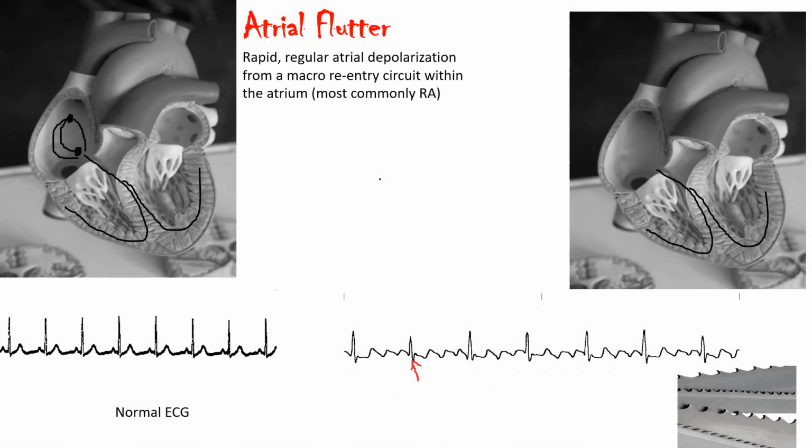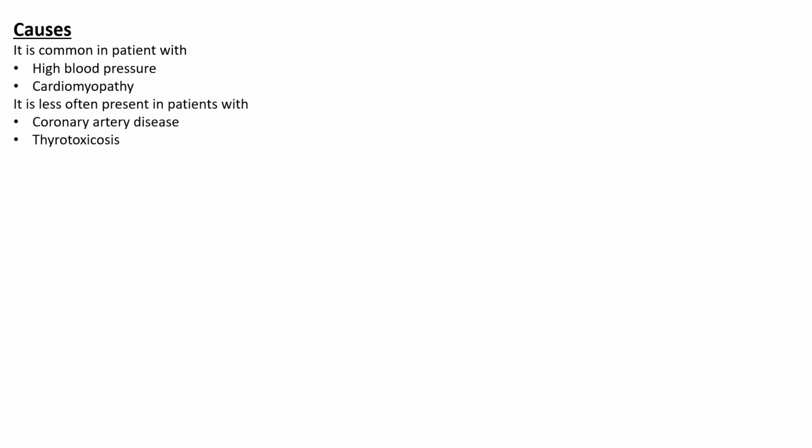Atrial flutter is rapid regular atrial depolarization from a macro reentry circuit within the atrium, most commonly from right atrium. We can see this in ECG as atrial rate 250 to 350 beats per minute, narrow QRS complexes, sawtooth waves. It is common in patients with high blood pressure and cardiomyopathies, and it is less often present in patients with coronary artery disease, thyrotoxicosis, mitral valve disease, and history of cardiac surgery.